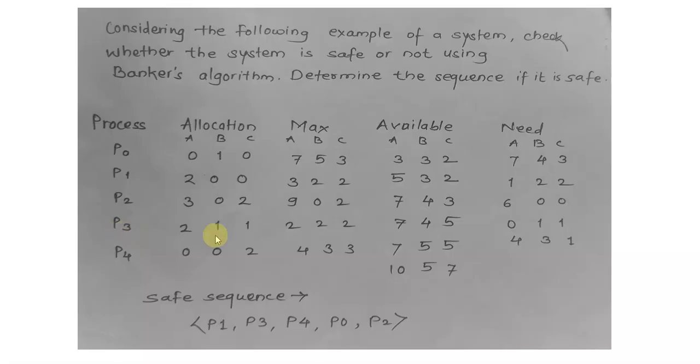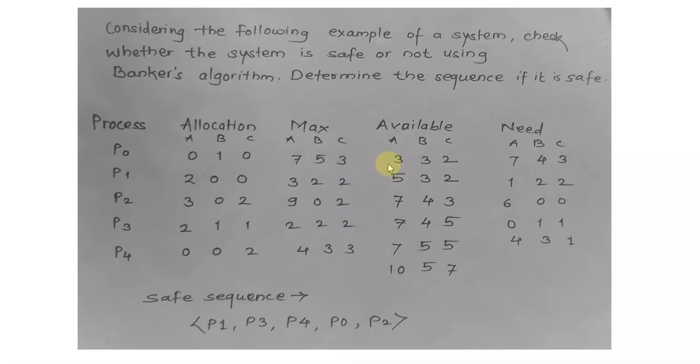Next, for the P3 process, 222. This is the maximum need. And for the last one, P4, 433 is the maximum need of that process. Okay, so these are the given things in the example.